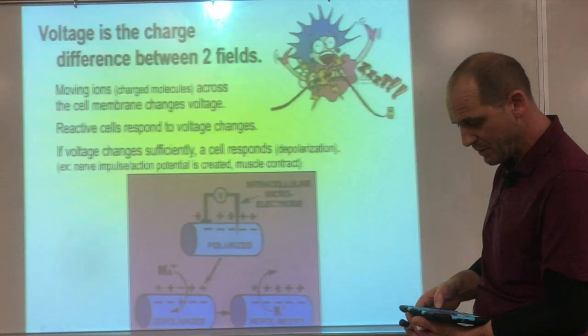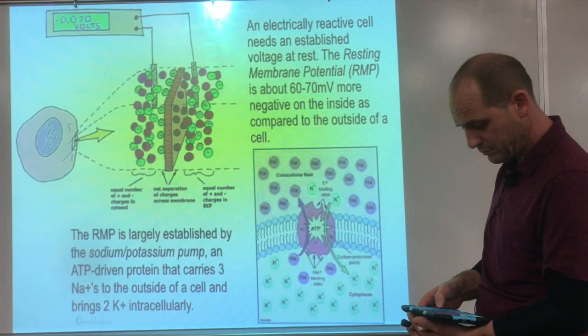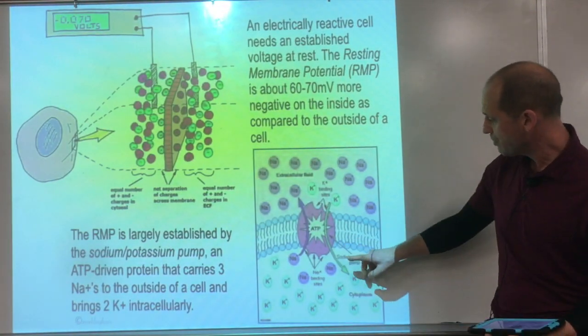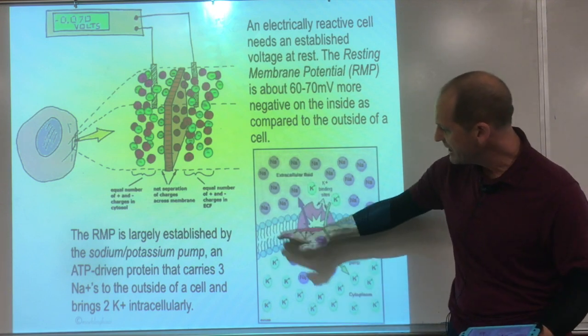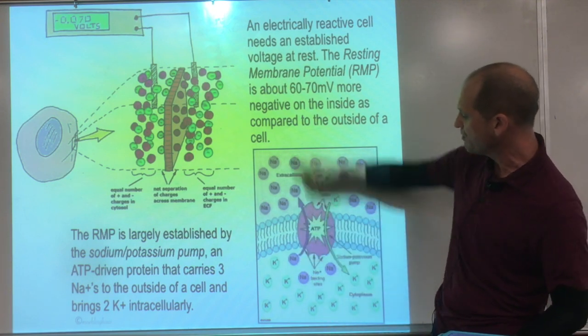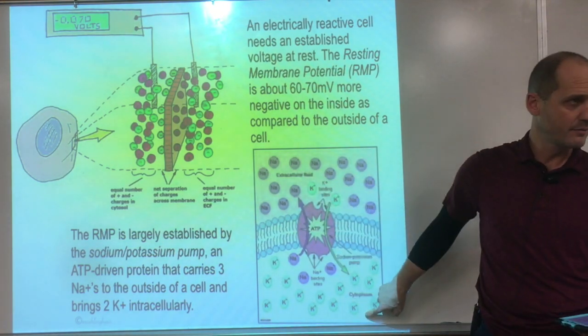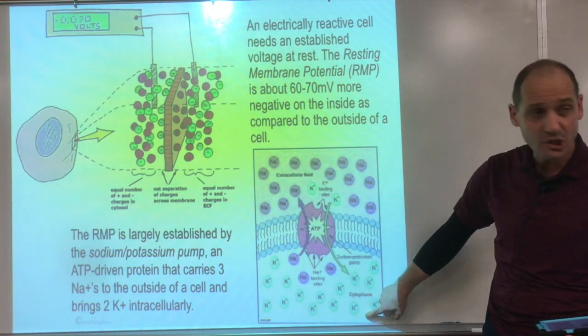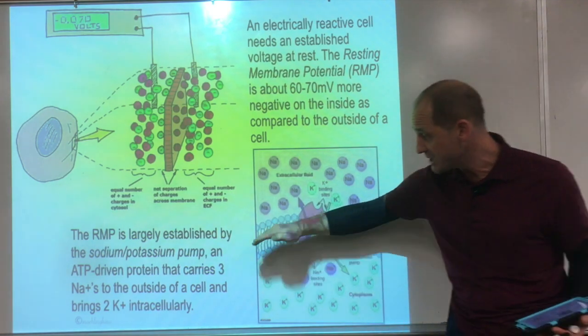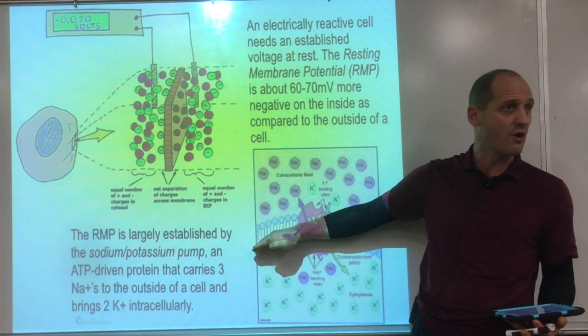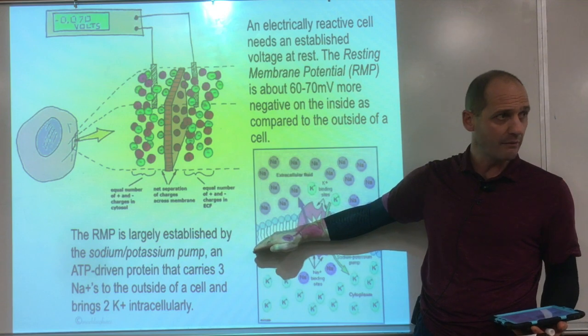where's a pump? Give me a pump. There's a pump. The pumps actively take 3 sodiums, pump them out, and take 2 potassiums and pump them in. And then once they're in that place, we've got the cell membrane as the boundary that keeps them from traveling across. They cannot cross that.